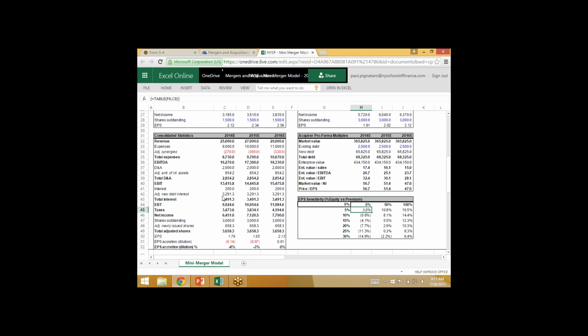What is this saying? So first of all, variables across the row here. This is percentage debt equity. So this is 0% debt, 50% equity, 100% equity. As we go down the column, we're increasing the purchase price. As you increase the purchase price, should the acquisition become more or less dilutive?